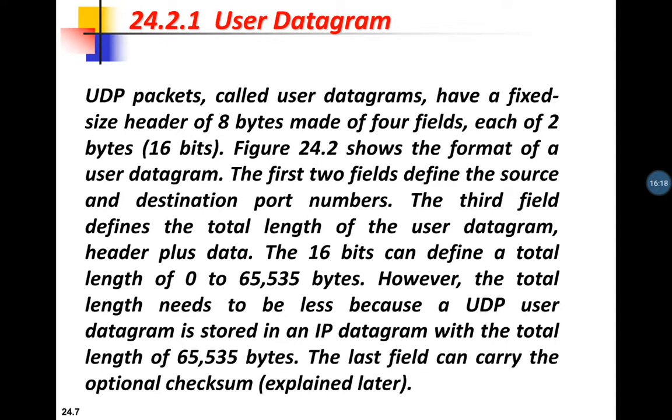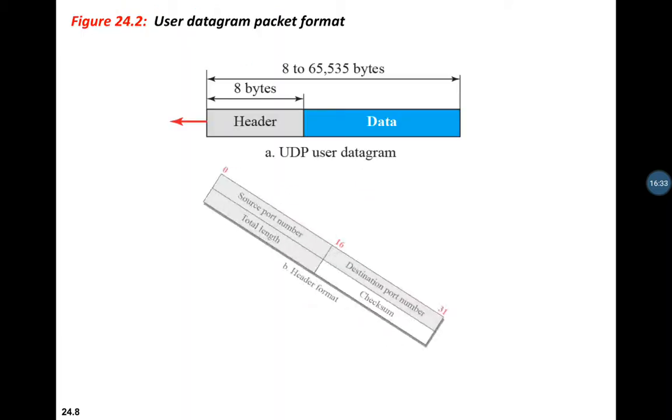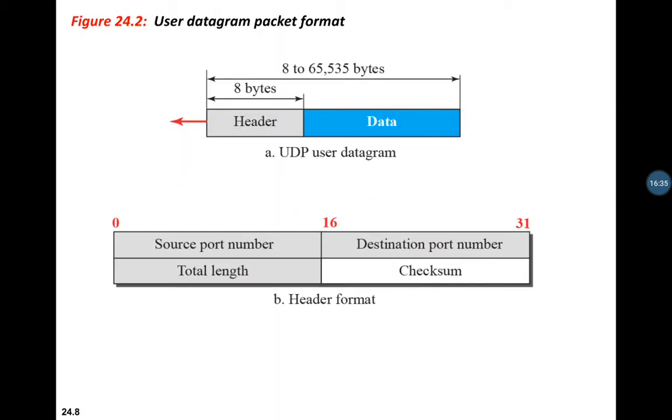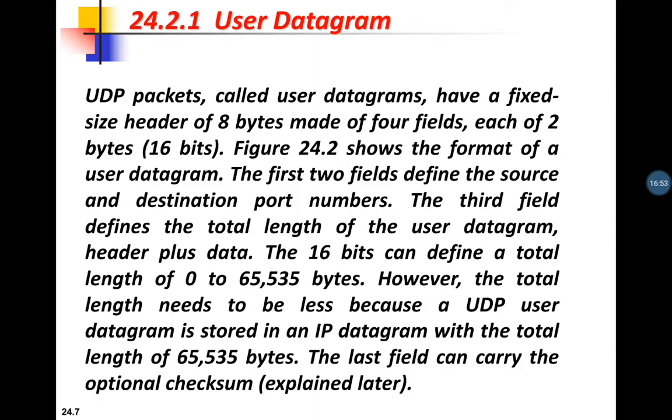So these UDP packets, which are called user datagrams, have a fixed size header, and the header size is 8 bytes, made of 4 fields, each of 2 bytes. In the next figure, we can see the format. You can see that 8 bytes is the header and the remaining is the data. Of those 4 fields, 2 bytes is the source port number, 2 bytes is the destination port number, 2 bytes is the total length, and 2 bytes is the checksum.